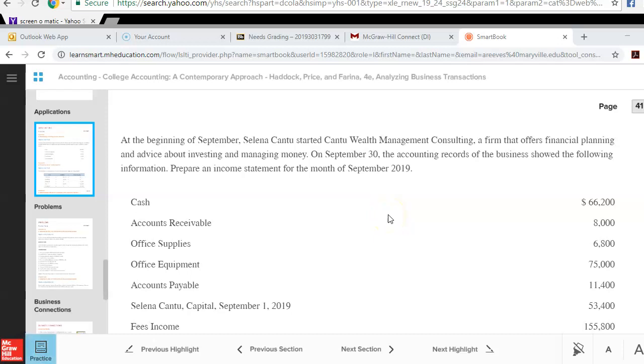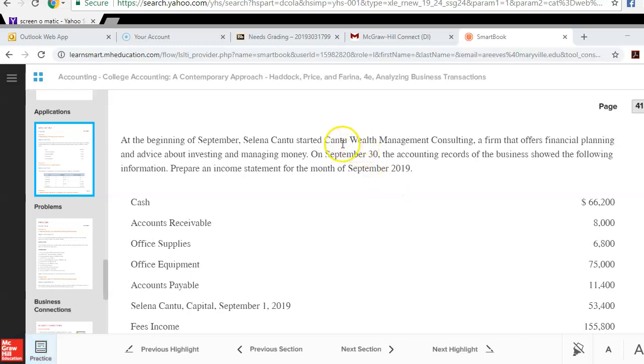Now that we have more information about the different types of financial statements, we're going to spend time preparing an income statement, the statement of owner's equity, as well as a balance sheet. You ready? Let's do it.